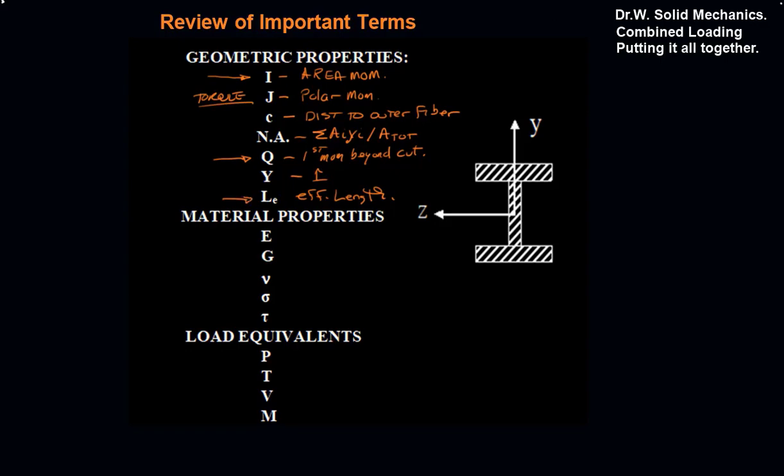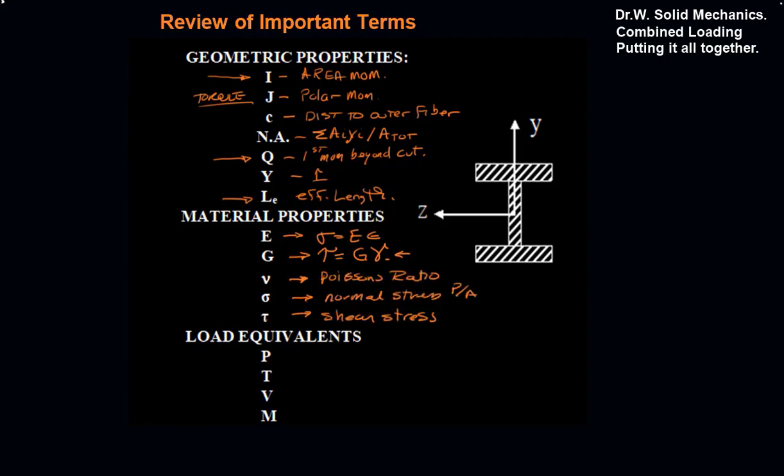And then we have the material properties. E is Young's modulus of elasticity, which we know pops up when we're doing stress-strain relationships. G is the shear modulus of elasticity, which when we're under torsion will generate a shear stress, and that'll be a shear strain. That's our Poisson's ratio, which relates one axis to the other. Here's our normal stress and our shear stress terms.